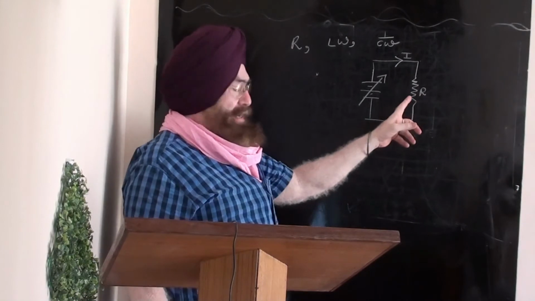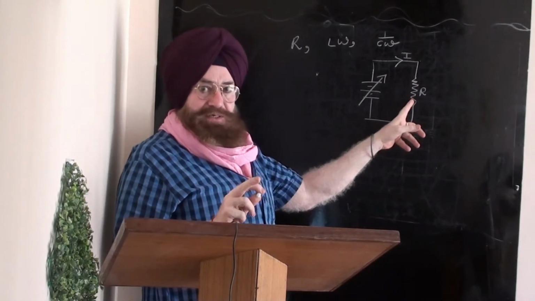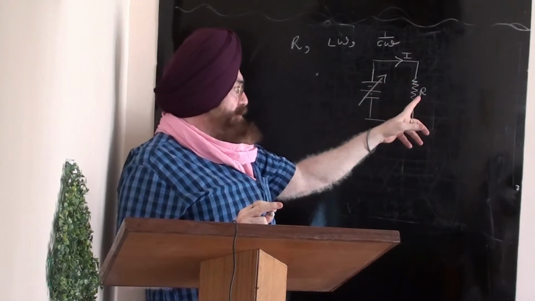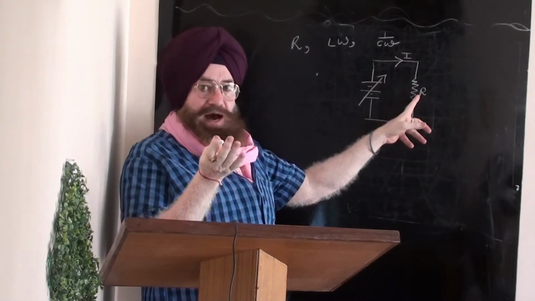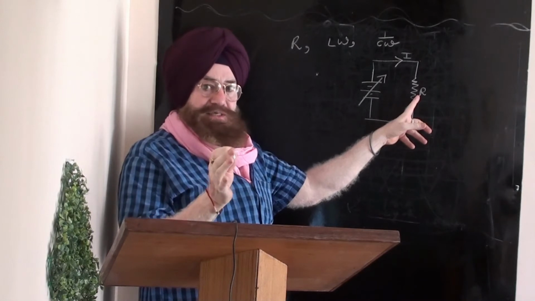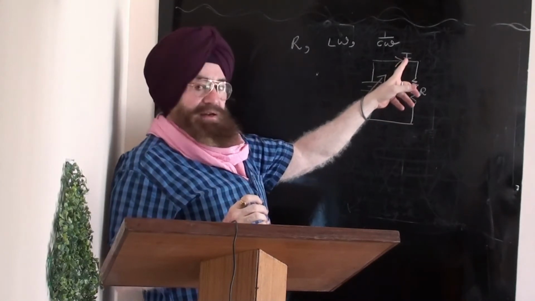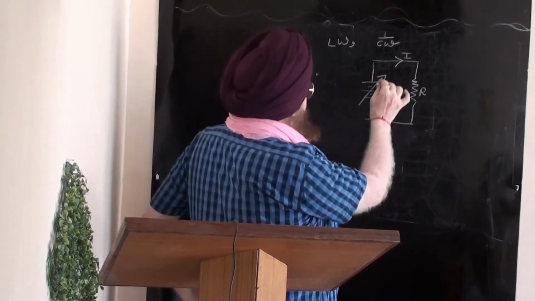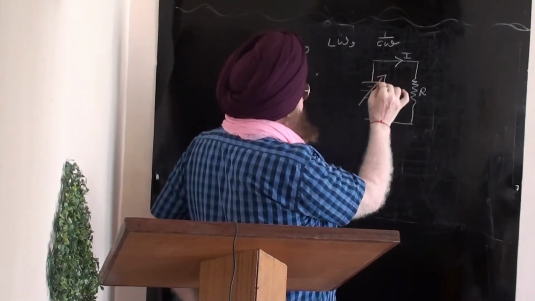If there is less opposition, less resistance, then there will be more current. If it offers high opposition, high resistance, then there will be less current. Moreover, this is the DC source.